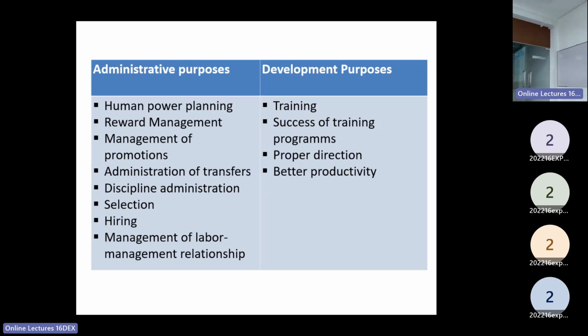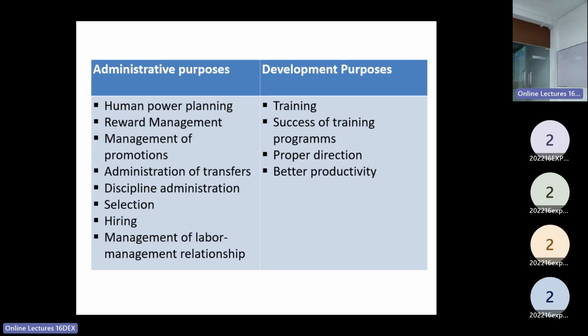Then there are several development purposes, not only administrative purposes. One of the development purposes is that we can use performance evaluation in order to uncover training needs of employees. By performing performance evaluation, you can identify a performance gap. The performance gap may be due to skill deficiency. If the problem is skill deficiency, training is the resolution. And again, to measure the level of success of a training program.